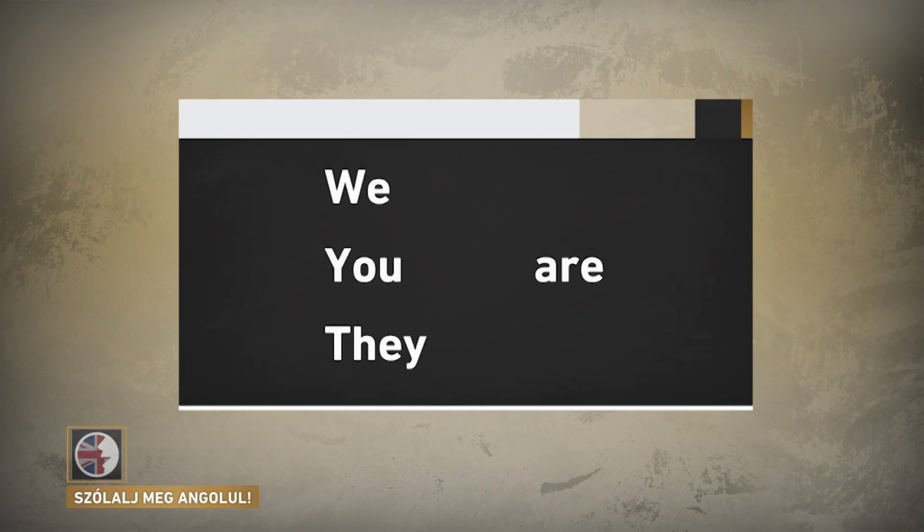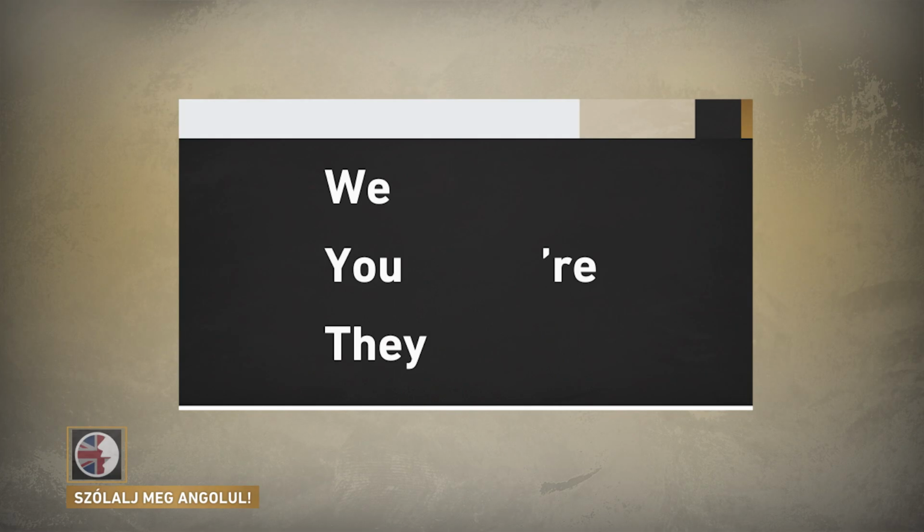Now, the plural form of the verb to be is simple. This is the positive full form. We are, you are, they are. Simple. Okay, so that's the full form. What about the short form? Well, that's easy too. We're, you're, they're. Simple. So, now we know the singular, full and short versions of the verb to be.